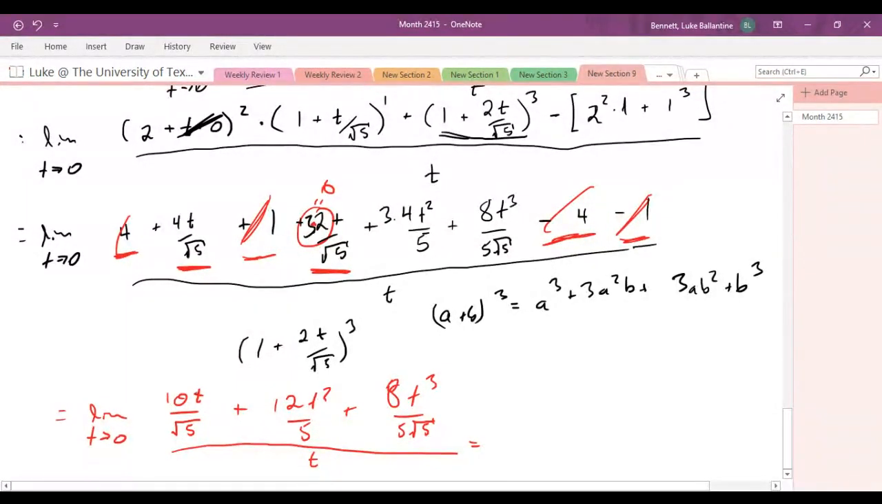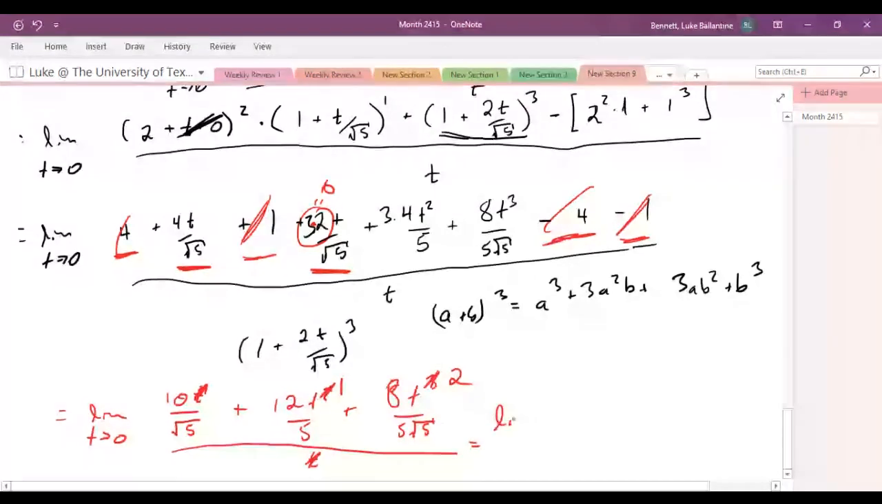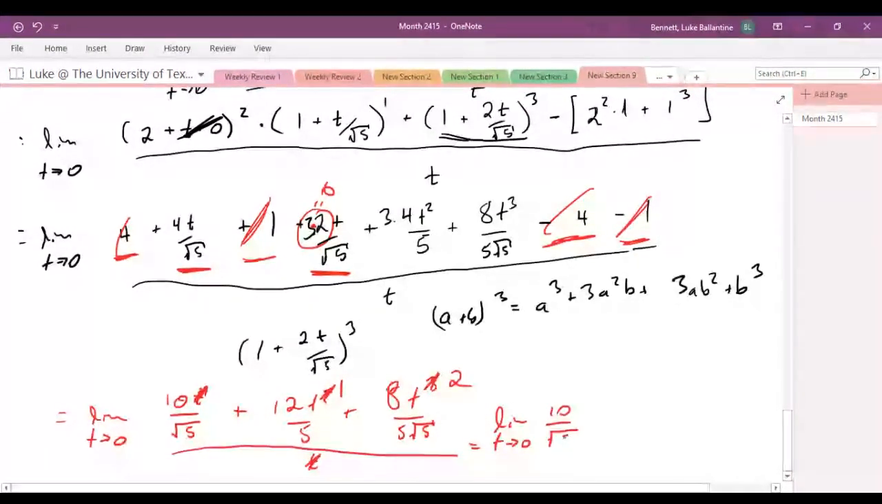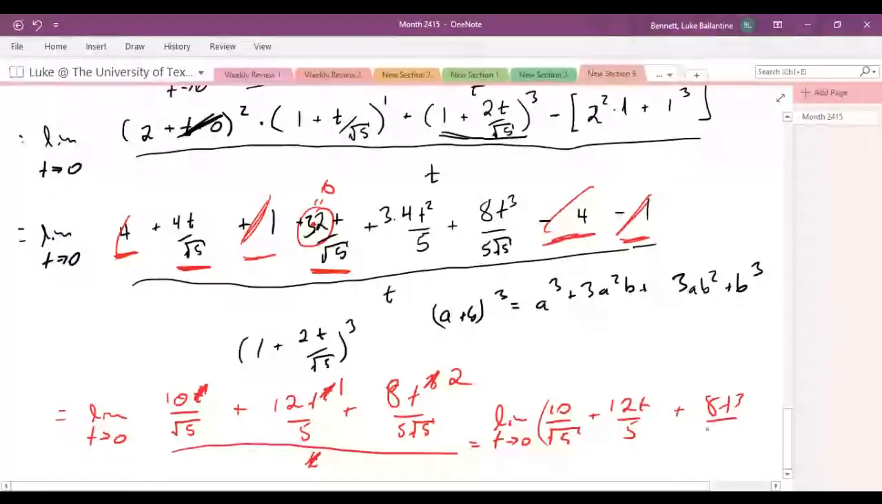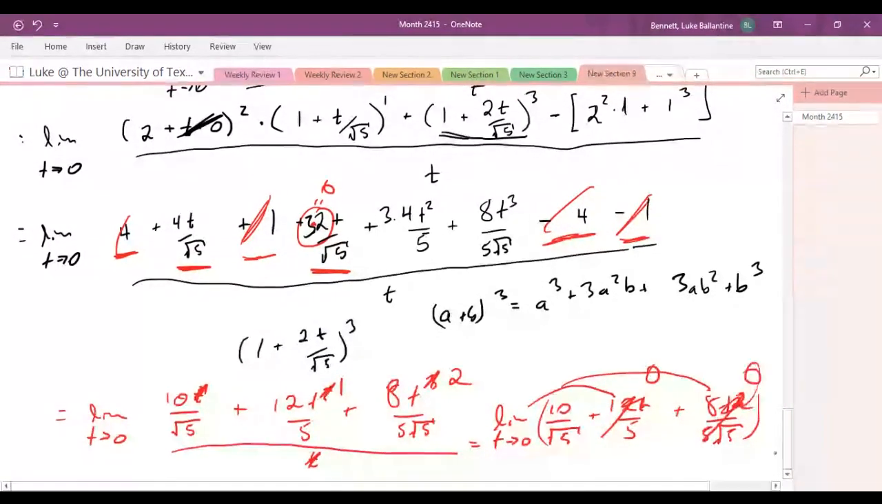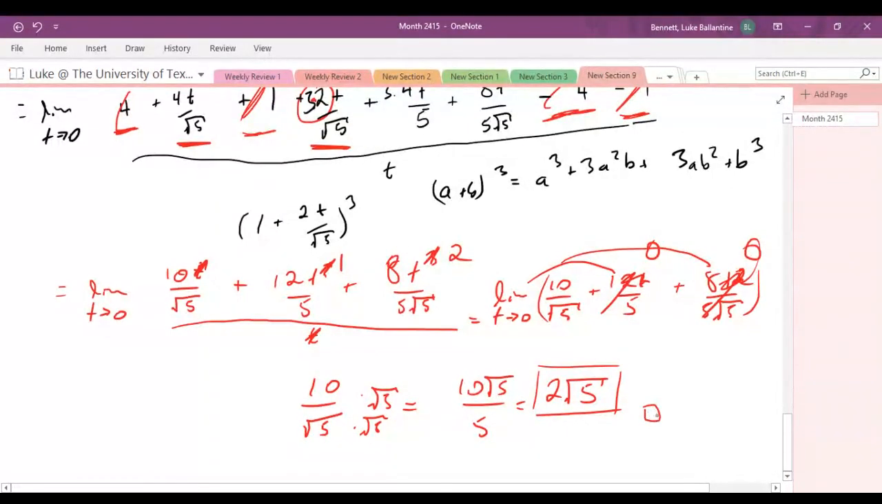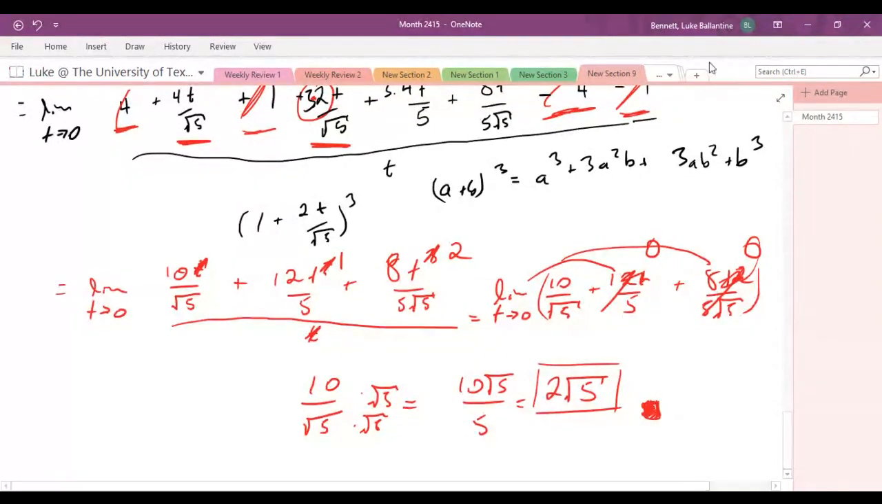So this t cancels with one of these t's. Now we have 2 of these left over. So then we have the limit as t approaches 0 of 10 over root 5 plus 12t over 5 plus 8t squared over 5 square roots of 5. We'll just apply the limit here and here. Those go to 0. What is 10 over square root of 5? There's no t in there. Multiplied by root 5 over root 5, this is 10 root 5 over 5, which is 2 square roots of 5, which is what they asked us for. So we have shown it the long way.